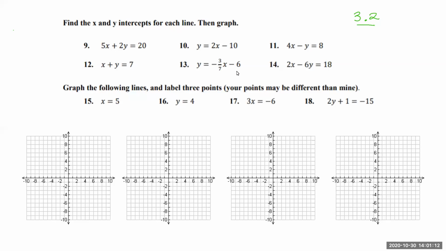Okay, so here we are in section 3.2. We're going to be going over the answers to 9 through 18. Starting up here with number 9, we're going to be finding the X and Y intercepts for each line, and then we're going to graph them.